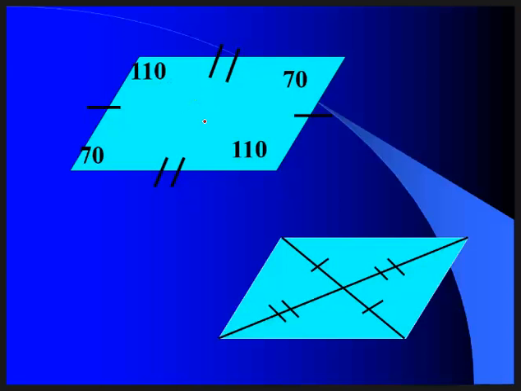Here we have our opposite angles being congruent, consecutive angles being supplementary, opposite sides are congruent, and here our diagonals are bisecting each other. So the two parts here are congruent. So if I told you that this one was 8, what is this one?